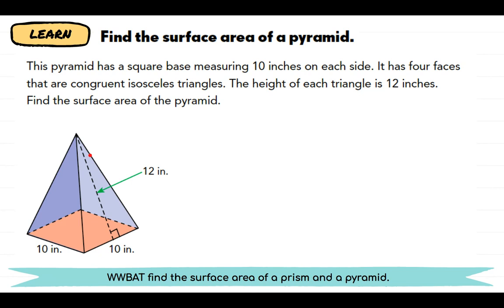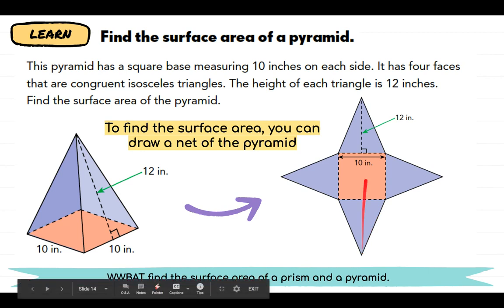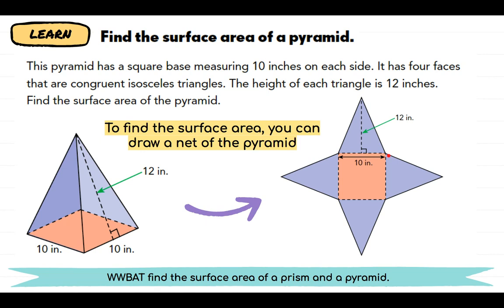And like always, you are going to start with drawing a net. A net of a square pyramid has one square in the middle and then four triangular faces. And just like the question says, the side length of the square is 10 inches and the height of the triangle is 12 inches. This is all the information we need in order to find the surface area of a pyramid.